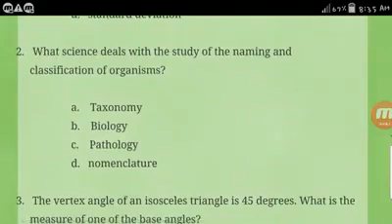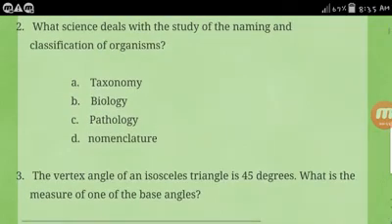Next one, what science deals with the study of the naming and classification of organisms? Taxonomy is the answer here. Taxonomy is the naming and classification of organisms. Biology studies life, in a way, all forms of living things. Pathology studies pathogens or the disease-causing organisms. And nomenclature is naming. So the answer is taxonomy, letter A.